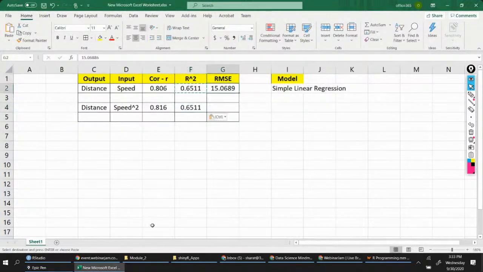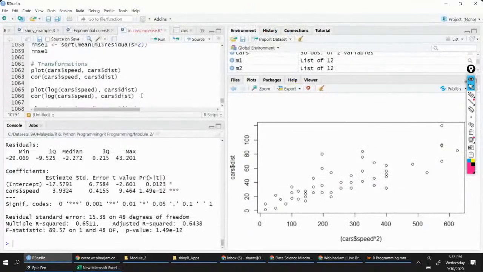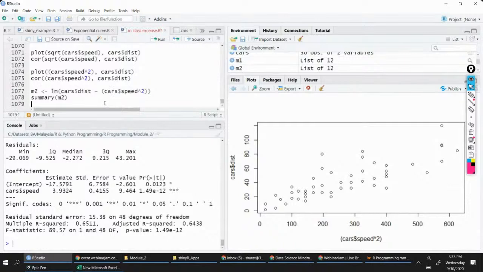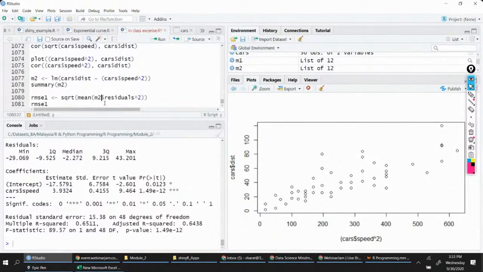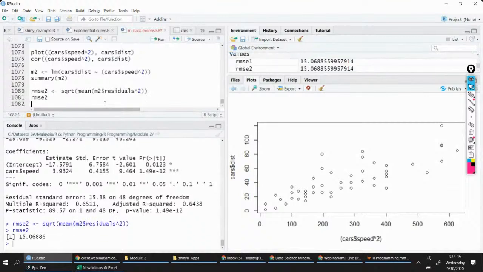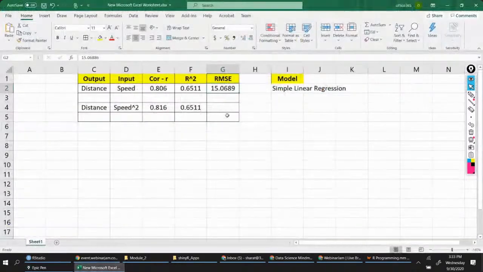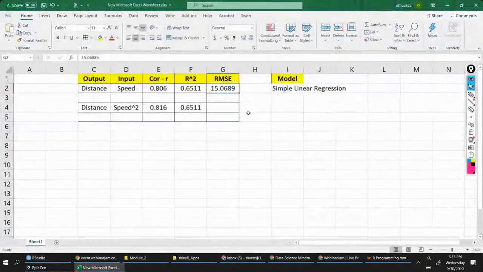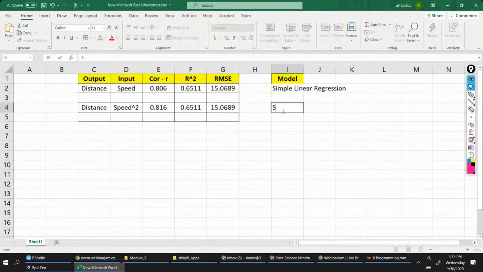So your error will also remain constant, but let me try. I'll just calculate this. All I have to do is change this to M2, and this also I'll have to change to M2. RMSE2. Same result. Your equation did not change, right? So you'll get the same result. Nothing will change. When I put it here, of course, it is getting adjusted. So this is square transformation. We applied square to your x-axis.